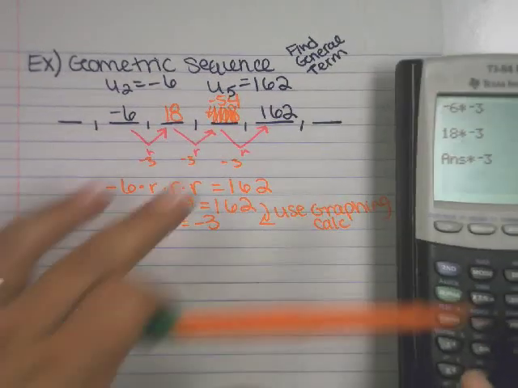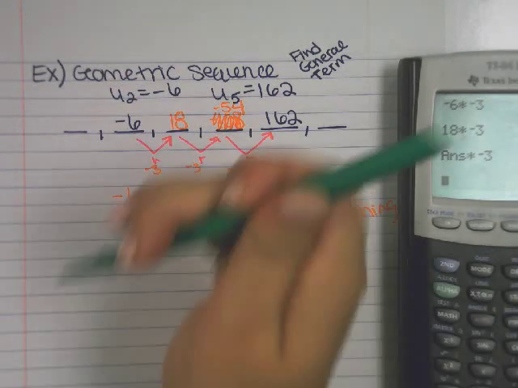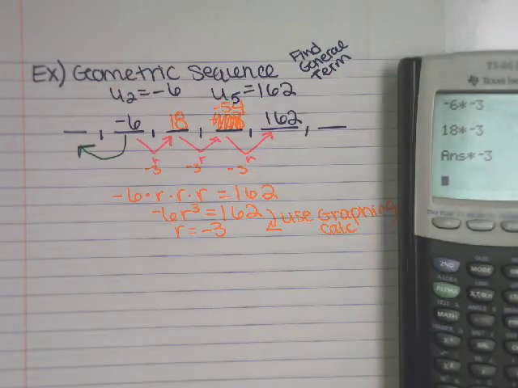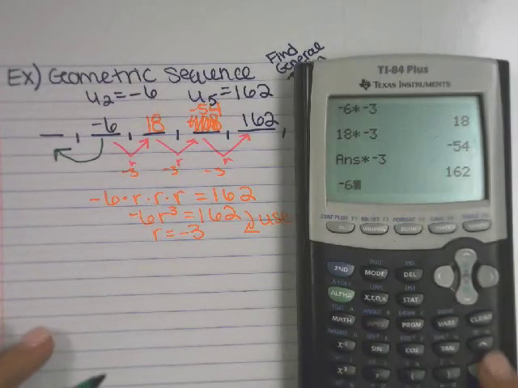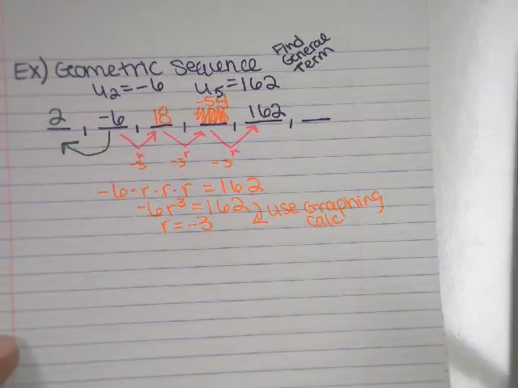The other thing we need for the general term is our first term. So if to go forward, we multiply by -3, to go backwards, we divide by -3. So -6 divided by -3 is 2, which will be my first term.